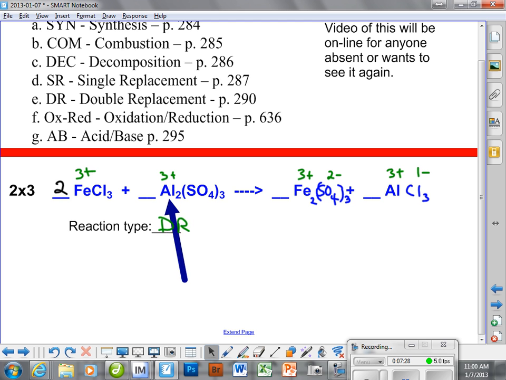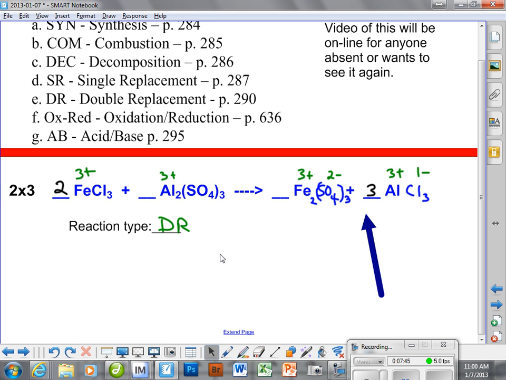Now let's balance the aluminums. We have 2 aluminums here. We're supposed to have 2 aluminums here. So the only way we're going to get 2 aluminums here is with a coefficient at this point. So we put the coefficient here to get our aluminums right.